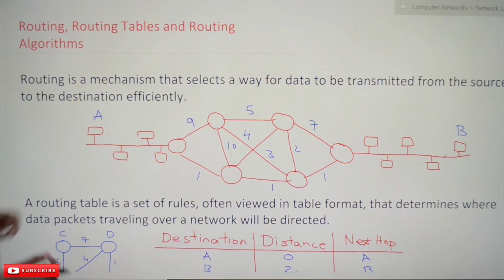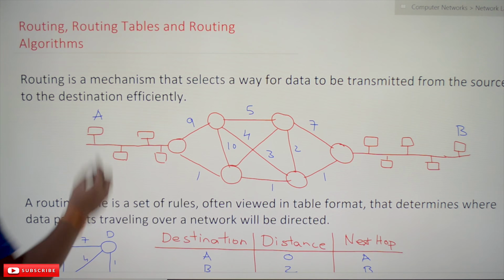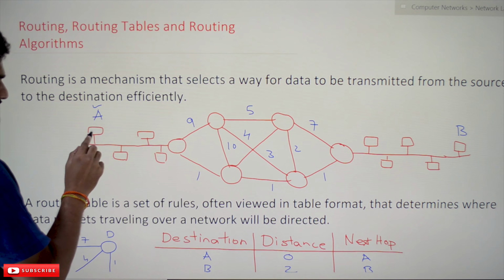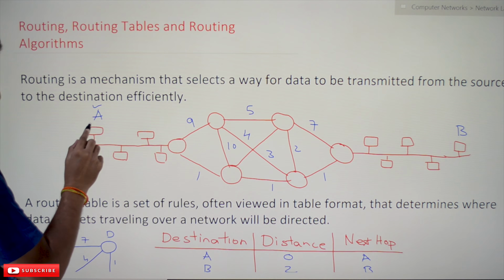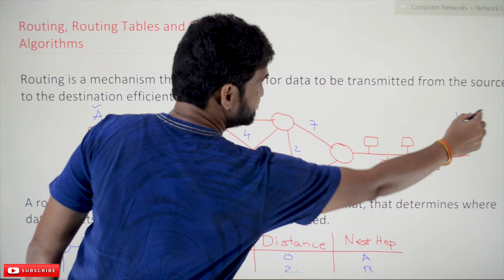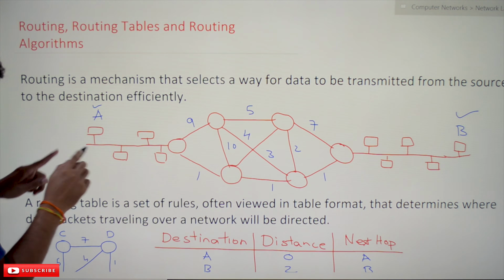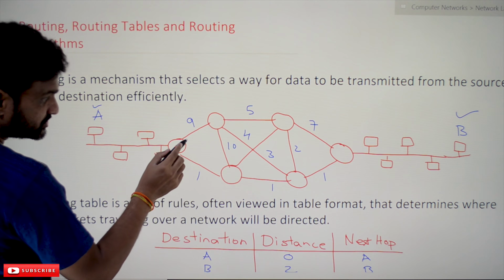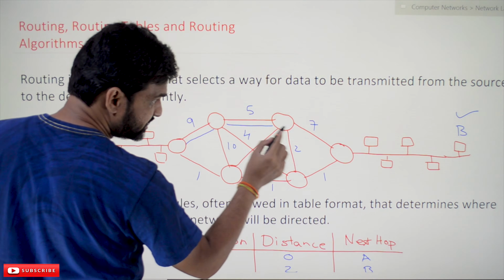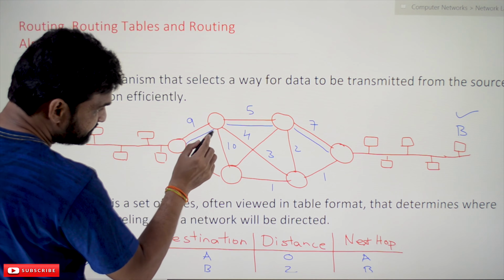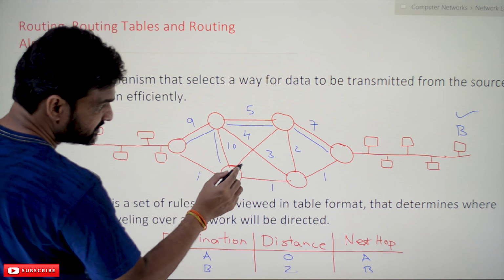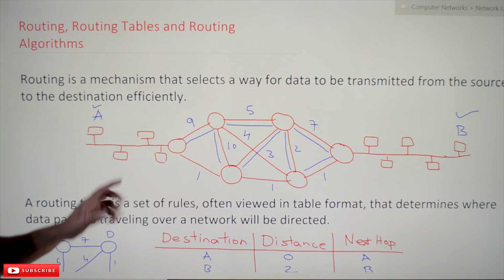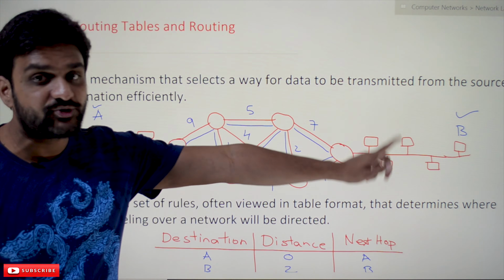Let's try to understand this by using this example. Here we have a simple network. Source A, this system, wants to communicate with destination B. In order to transmit from A to B, we have several paths. The packet may get transmitted from here to here, or here to here, or it can be transmitted from here to here, and after that here, this way, and this way. There are different possibilities for this packet to get transmitted from A to B.